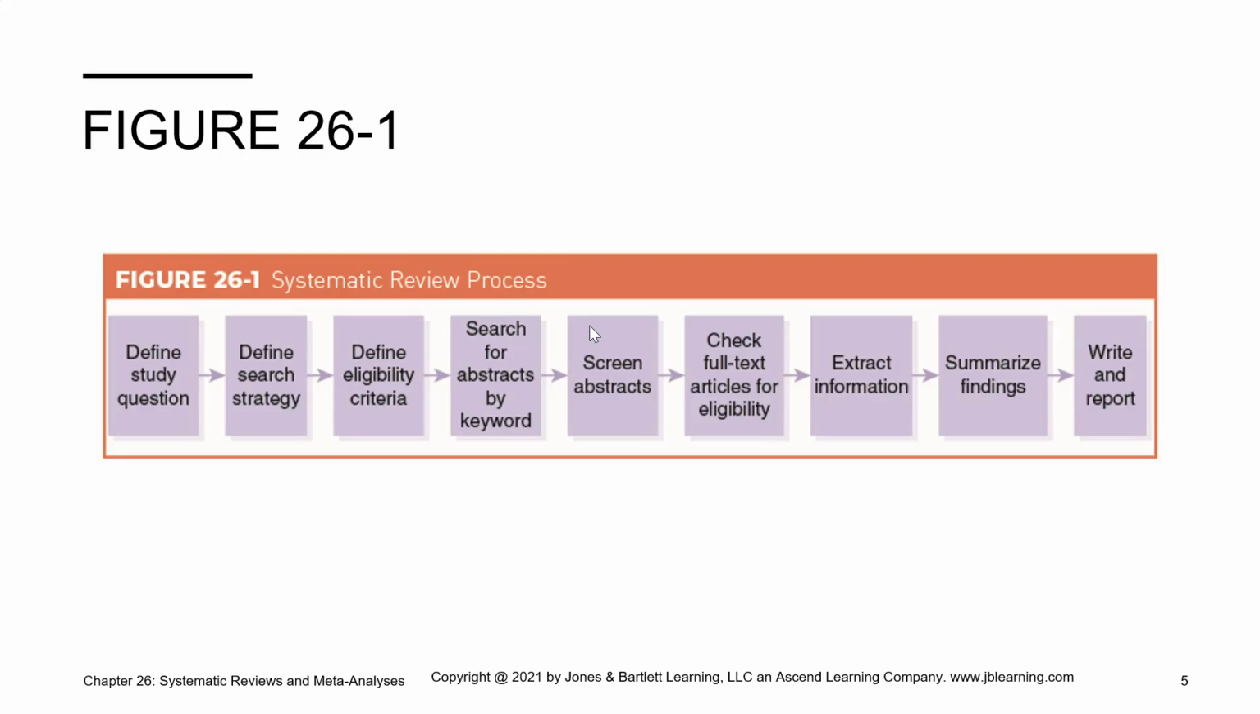You start with defining the study question, then define your search strategy. Then you must define your eligibility criteria for your articles. Then you search for abstracts by keywords. You screen the abstracts. Then check full text articles for eligibility. Then you extract the information needed from the full text articles, summarize your findings, and write a report.